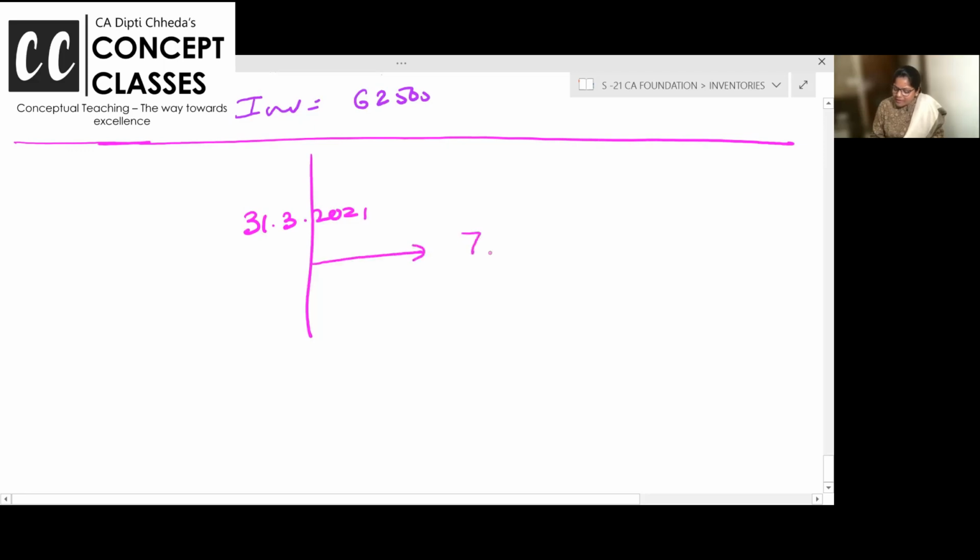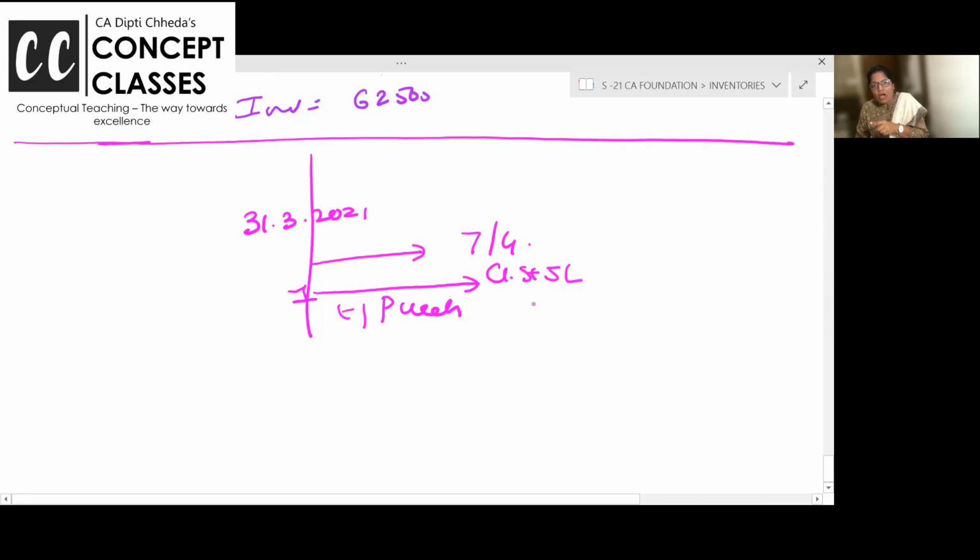See, this is 31st March 2021, my stock taking day. But if I take the stock on 7th of April, say closing stock is 5 lakh. Now, whatever is the purchases from 1st to 7th, can I minus? That purchase is a part of this stock. Purchase of 10,000 from 1st to 7th is a part of this stock. But then it was not there on 31st.